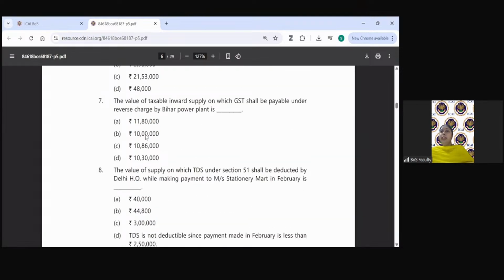Next question says the value of taxable inward supply. The question has itself specified inward supply on which GST shall be payable under reverse charge by Bihar Power Plant is dash. Options given are 11,80,000, 10 lakh, 10 lakh 86,000, 10 lakh 30,000.